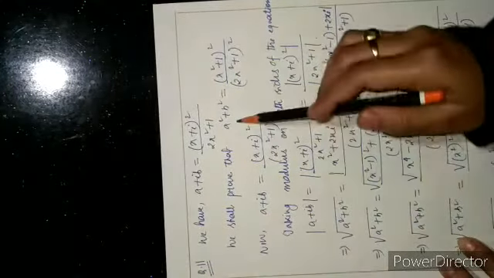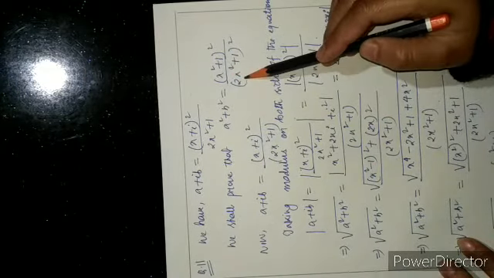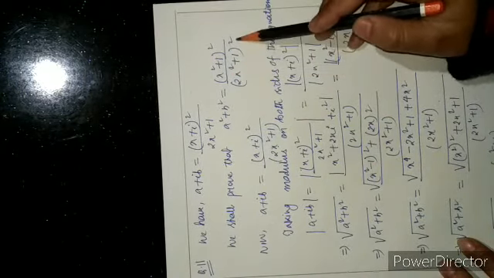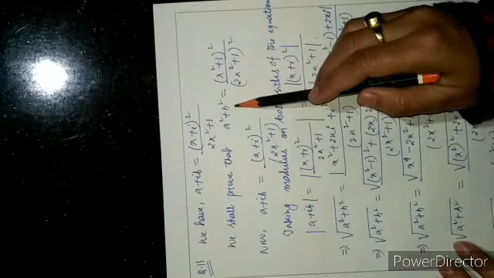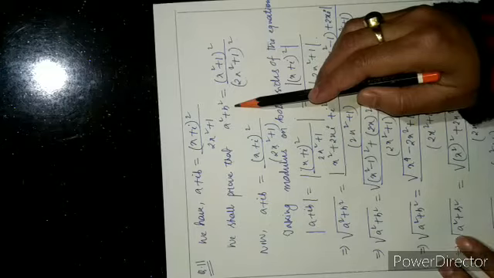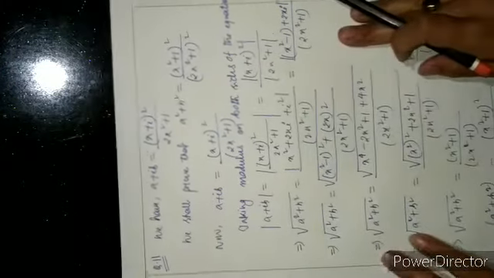And then we shall prove that a square plus b square is (x square plus 1) whole square divided by 2 times of (x square plus 1) whole square. Now taking modulus on both sides of the equation.